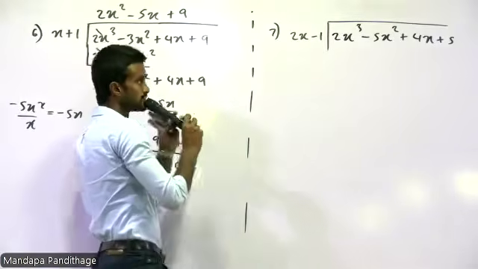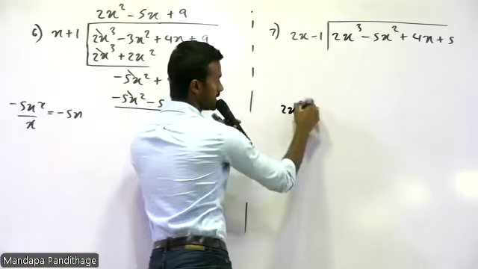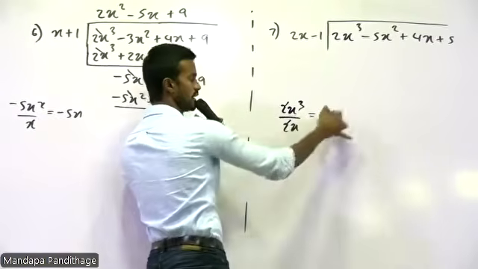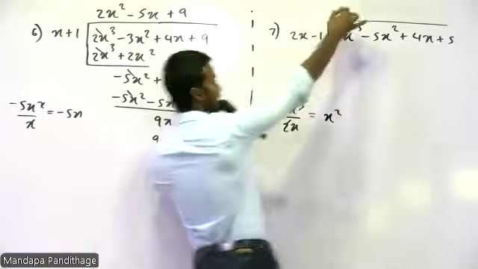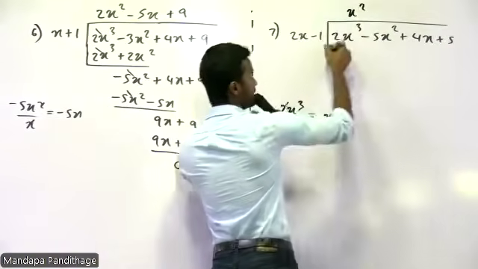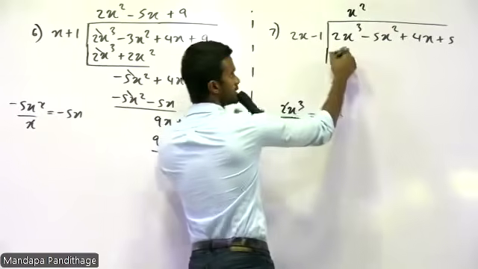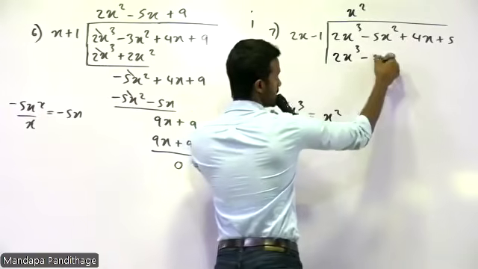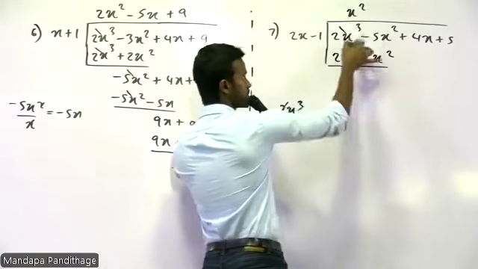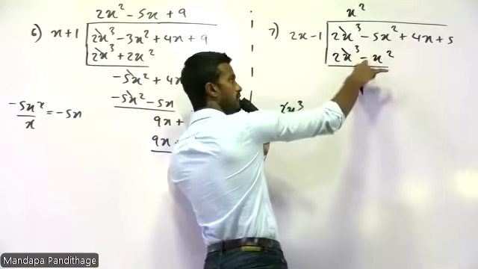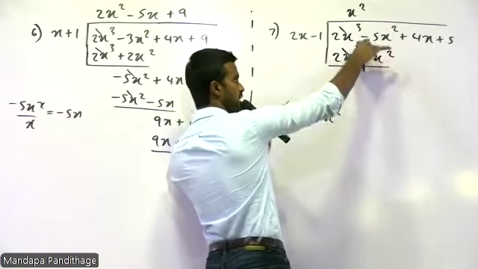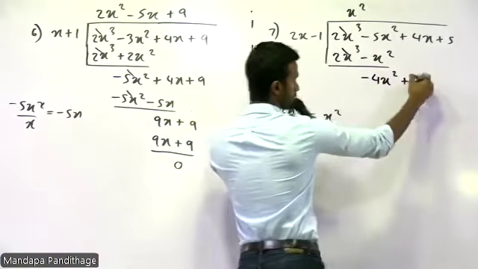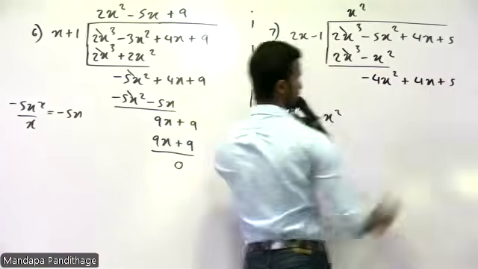What happens here? 2x cube is divided by 2x. So 2 cancels off and x squared is remaining. So what comes here? It's x squared. Okay, when you multiply, it's 2x cube minus x squared. Then these two cancel off. Minus 5 minus minus 1 becomes plus 1. Minus 5 plus 1 is minus 4x squared, plus 4x plus 5.